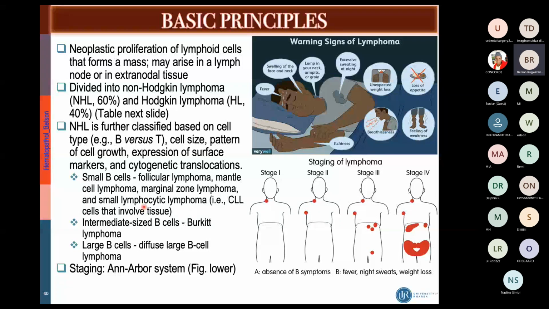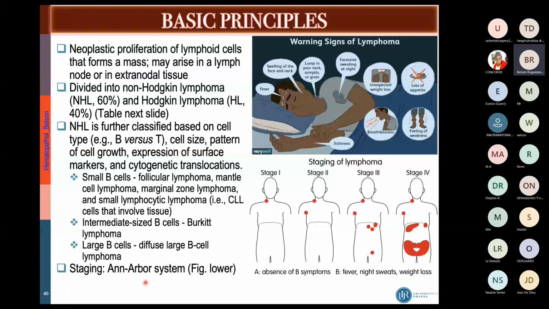So staging, you are familiar that staging of cancers uses TNM staging: tumor, primary tumor, lymph node, and metastasis. In lymphoma, it is not the case. The staging system which was proposed is called the Ann Arbor system. Ann Arbor is a city in the United States, I think, in the Great Lakes region in the state of Michigan. Yeah, I think it is Michigan. It is in Michigan that the meeting that approved the staging was held.